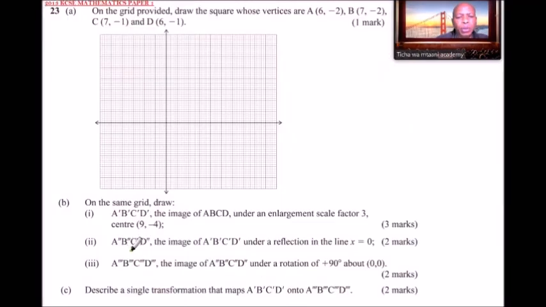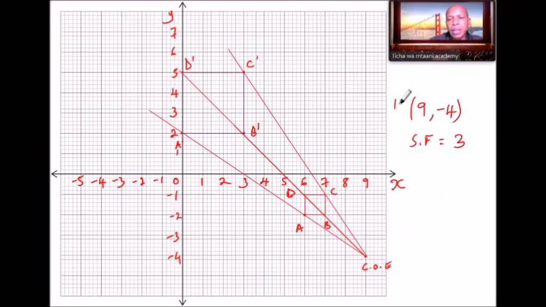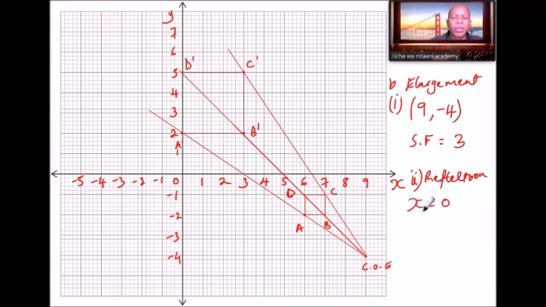But Roman number 2, A''B''C''D'', the image of A'B'C'D' under a reflection in the line x equals 0. So we reflect what we have enlarged, where the mirror line is x equals 0. So let's do that. This is part B Roman number 1, which is the enlargement, and Roman number 2 is a reflection. So the mirror line here is x equals 0, which is this line.